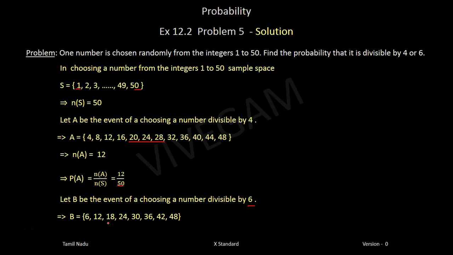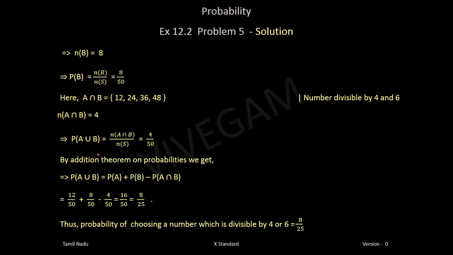A is divisible by 4 and B is divisible by 6. So A and B means divisible by both 4 and 6. Divisible by both 4 and 6 is 12, 24, 36 and 48. So these are the 4 entries. So list the elements here. So A intersection B is 12, 24, 36 and 48.